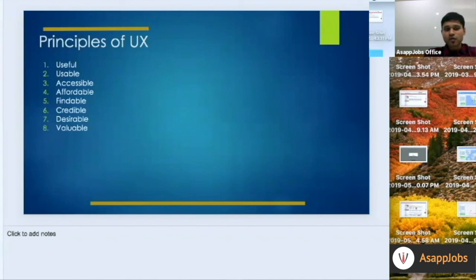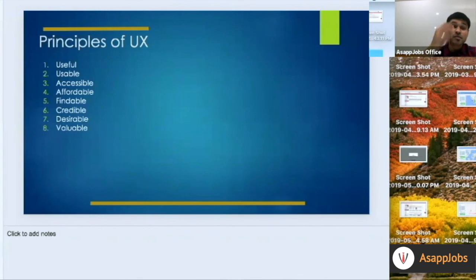Then the next is usable. The product is useful, it is solving a problem, but it is not usable. I mean, I have to put in a lot of effort to use it, right? I waste a lot of time when I start using this product, right? So a product should be usable.